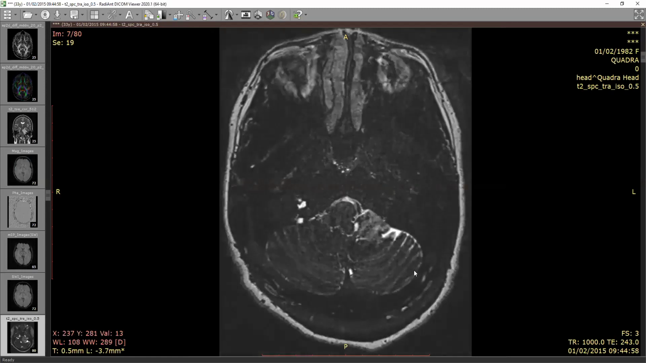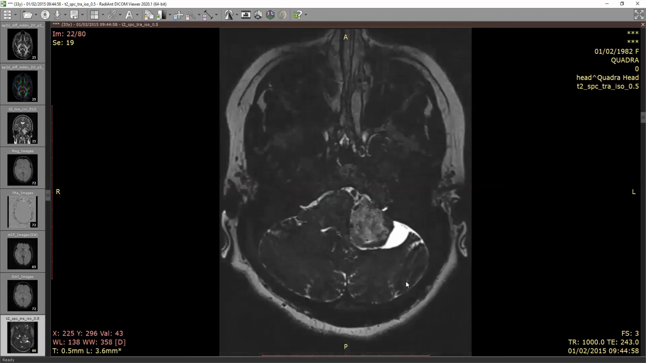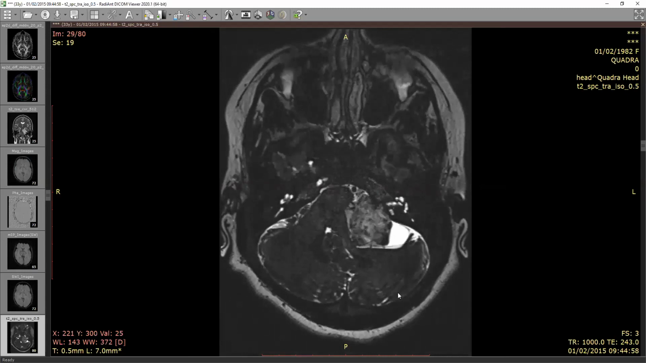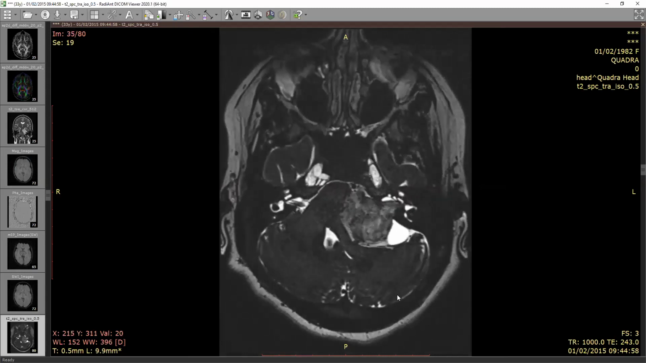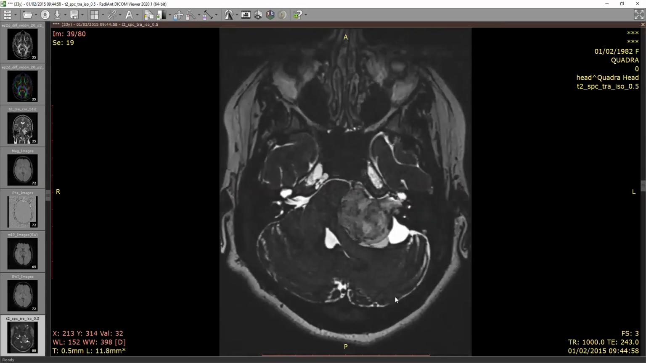Now, how do you go about describing a lesion, a pathology that is given to you? Most of you who are looking at the screen right now are sure, you know for a fact, that this is a huge vestibular schwannoma in the left cerebellopontine angle.